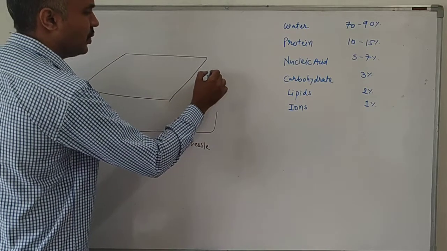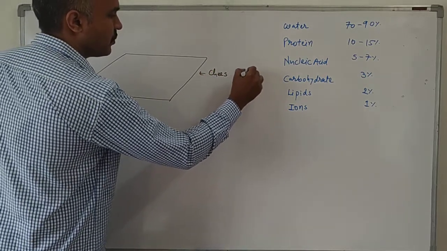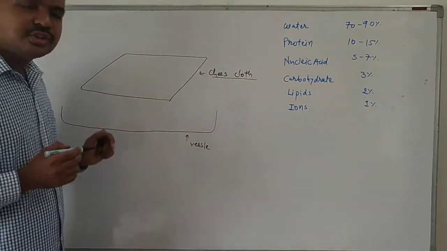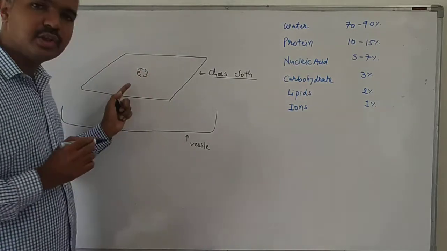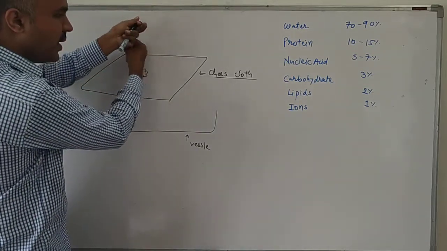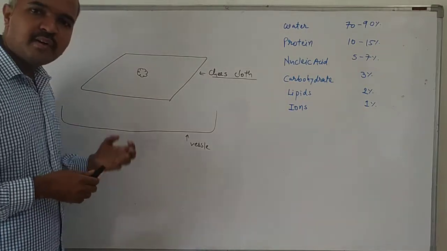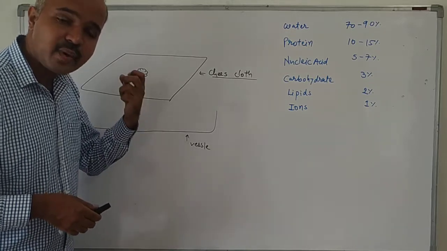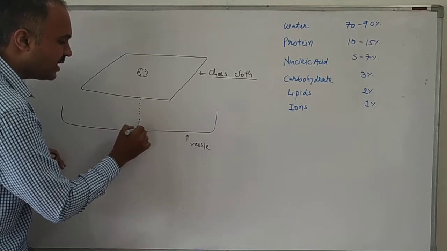Then this was the cheesecloth, or cotton cloth. On this cheesecloth, we have kept the slurry, and then we have squeezed that slurry. So some of the compounds which were acid soluble got filtered and came down into the vessel.